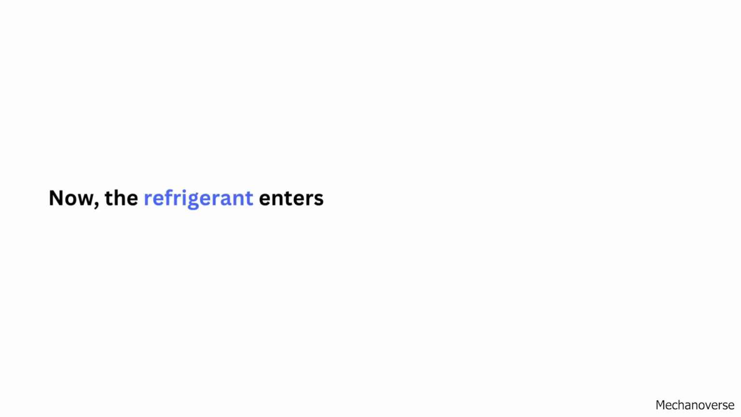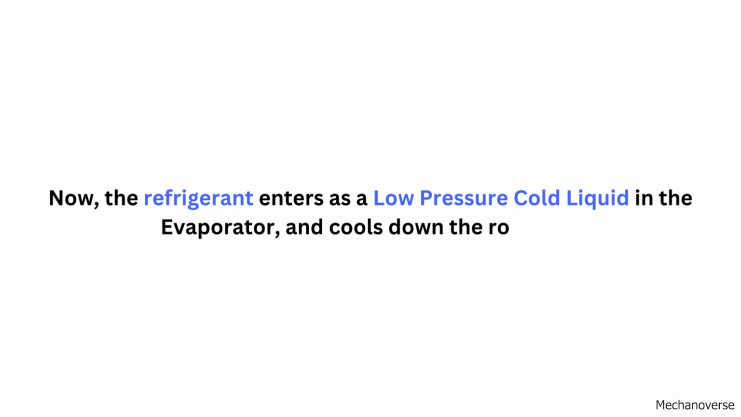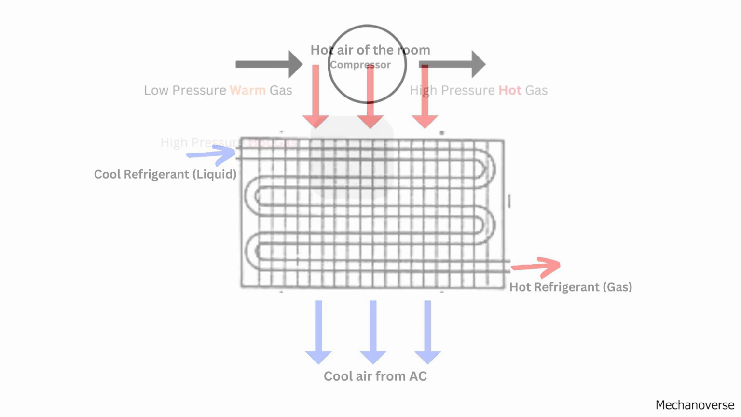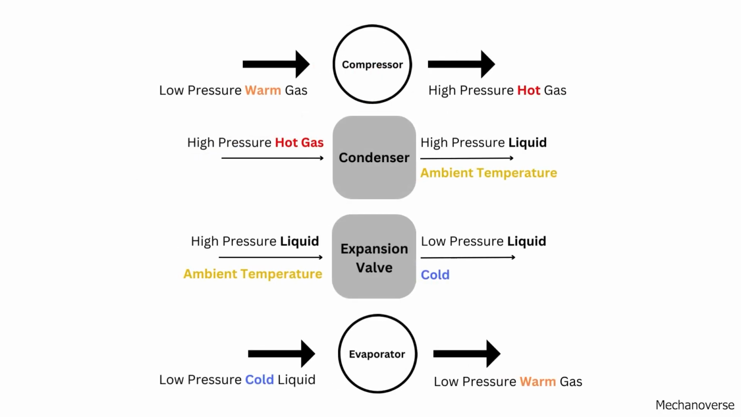Now, the refrigerant enters as a low-pressure cold liquid in the evaporator, exchanges heat with the hot room air as we have discussed in the beginning, and cools down the room air. Here is a small overview of the processes. This is how an air conditioner works.